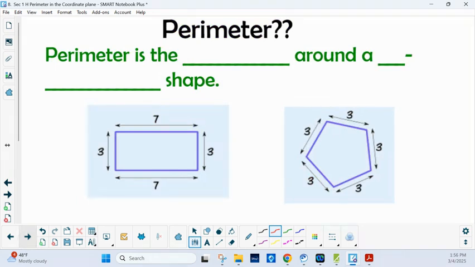Yeah, the outside, yes, but more specifically, what do you mean about the outside? Outside lengths added together. Okay, the outside lengths added together. It's the distance, so our distance formula is going to come in handy. The distance around a two-dimensional shape. Two dimensions means it's got length and width.